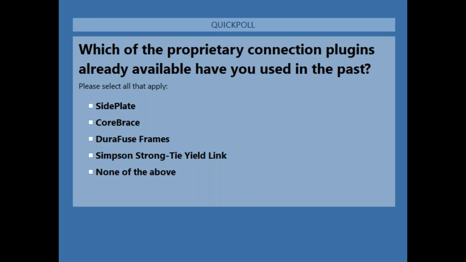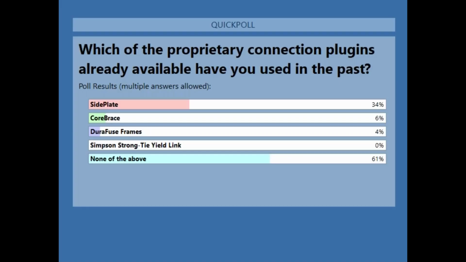Poll results here on the connection plugins that you've used. Looks like about a third of you have taken advantage of the side plate plugin, so that's good. Some of you are using that core brace plugin on the BRBs. That's good to know. And some of you are using the Durafuse frames as well. So nobody on the yield link from Simpson Strong Tie. That's interesting.